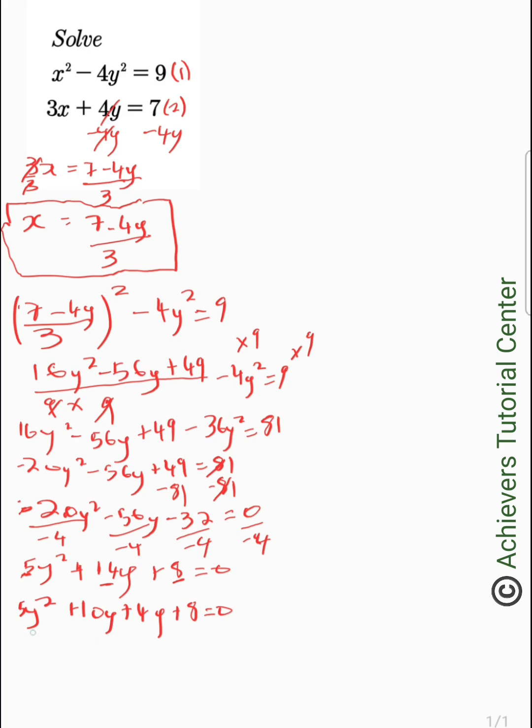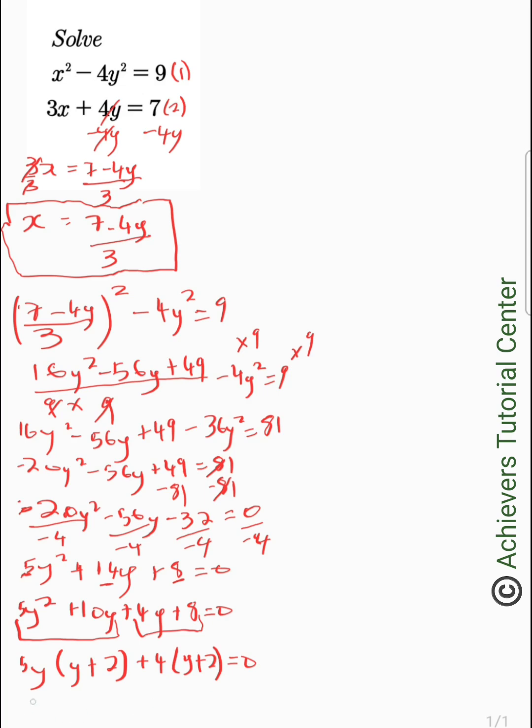So you're going to group this like this. So let's factorize this one. When we factorize 5y squared plus 10y, we are going to have 5y outside, and we are going to have y plus 2. And when we factorize 4y plus 8, it's going to be plus 4 here. We are going to have y plus 2 here, and this equals 0.